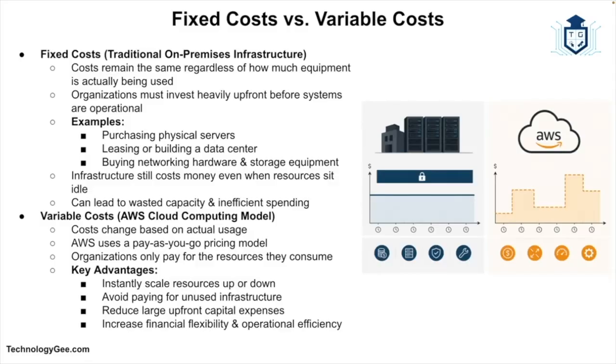And with AWS, you only pay for what you use, you scale up or down instantly, and you're not locked into unused capacity. And this is one of the biggest advantages of cloud computing. So why does this matter? Well, let's say a company prepares for peak traffic and buys 10 servers, but most of the time they only need 3 of them. That means 7 servers are just sitting there doing nothing, but they still cost money. With AWS, you only run what you need, and that right there is cloud economics in action.